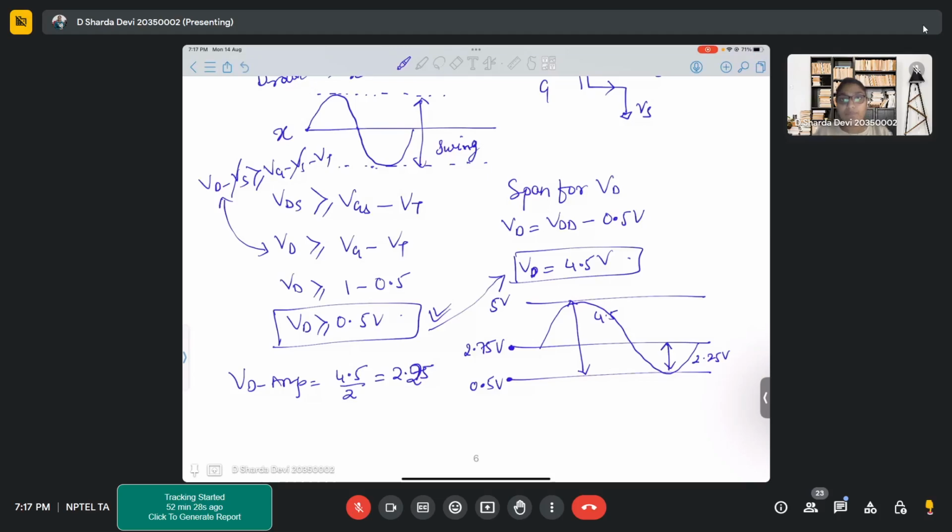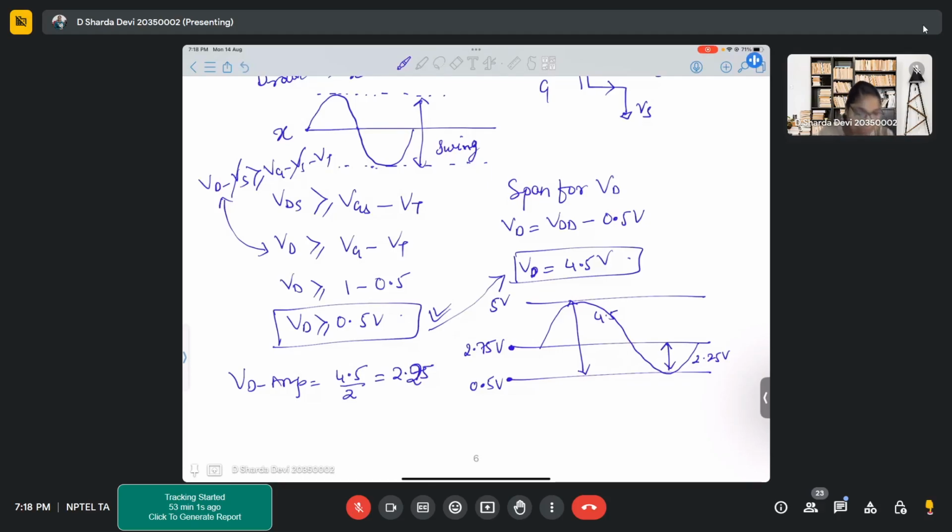And how is this, ma'am? VDD minus 0.5. VDD is 5 volts. Here you have got that your VD can be anything above 0.5 volts, right? Anything above 0.5 volts till what voltage? Till your VDD, you cannot go beyond VDD, right? So you can have your VD till 4.5 volts span, which is from 5 volts to 0.5 volts.